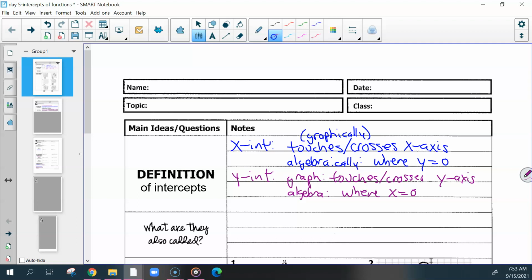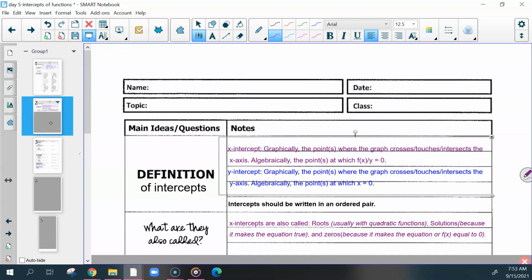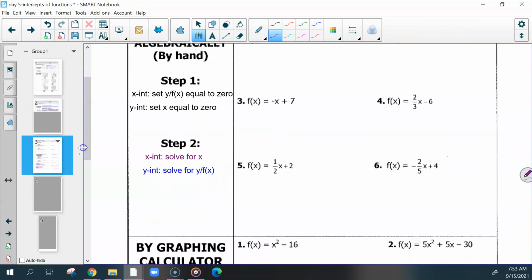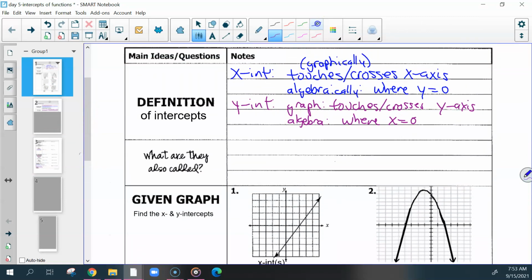Okay? So y-intercept is just called a y-intercept. No other real name for it. But x-intercepts have different names. So one, they're called x-intercepts. You may also see them called solutions, roots, or zeros. All of those are interchangeable.